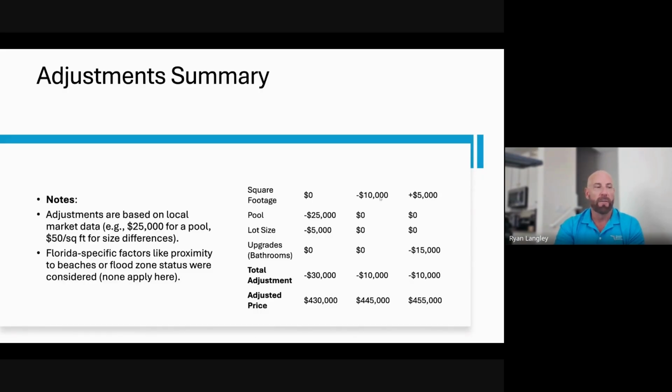This one, we have less square footage, so that's 10. And so instead of 455, it's 445, and the 5,000, so we have more square footage than that one. And then we took off because they have upgraded bathrooms, total adjustment 10,000. So those are adjusted prices.